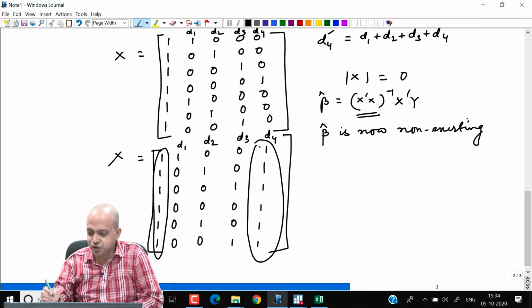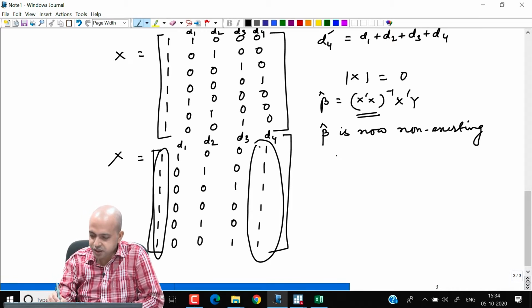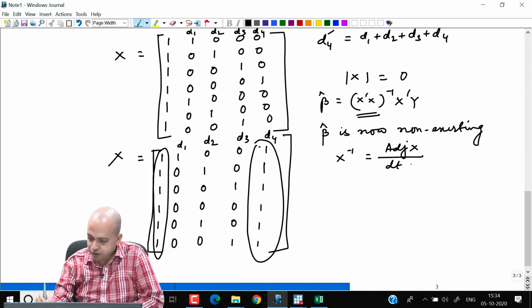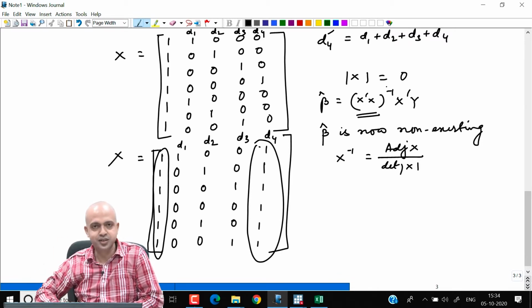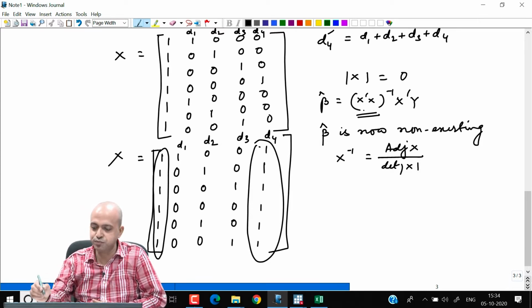Because X inverse equals adjoint X divided by determinant X, and now the determinant of X is actually 0. So the matrix X prime X also does not exist because of this problem.